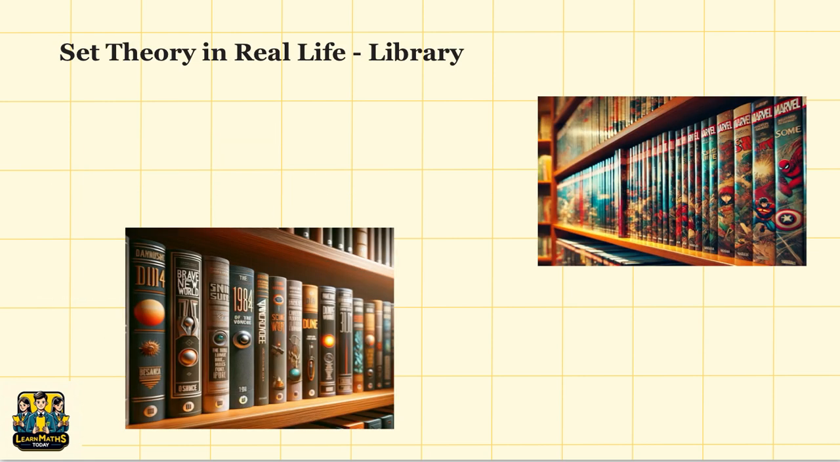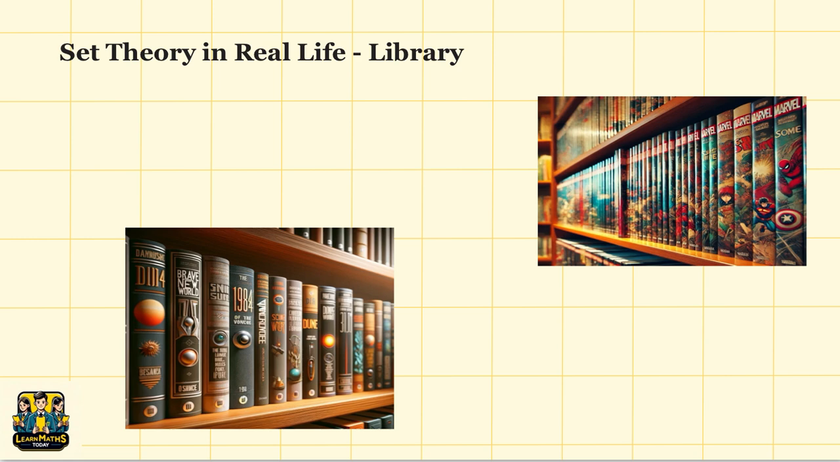Imagine walking into a well-organized library where each shelf holds a distinct collection of books. One shelf might be dedicated to science fiction, filled with titles like Dune, Foundation, 1984, and Brave New World. Another shelf might contain only comic books, while another shelf contains dictionaries. In mathematics, we can think of each shelf as a set, where a set is a well-defined collection of related items. Just like how every book belongs to a specific shelf, in set theory, every element belongs to a particular set. We label each of these sets with capital letters.